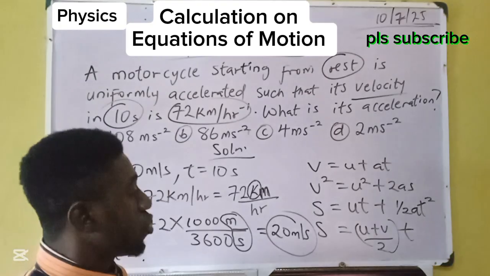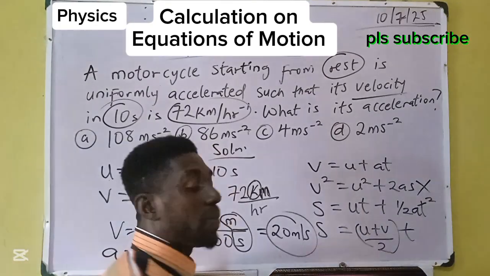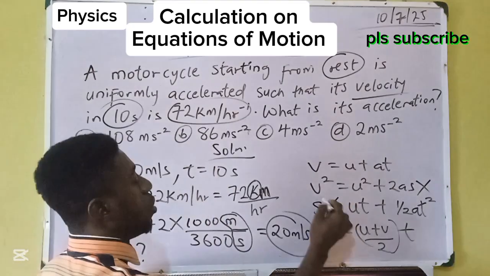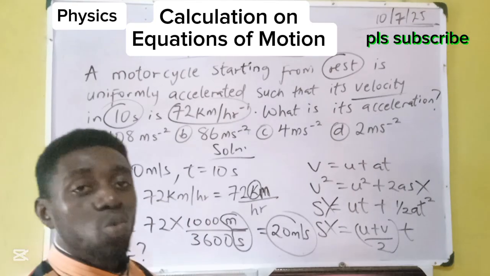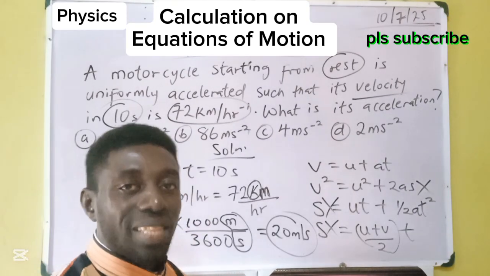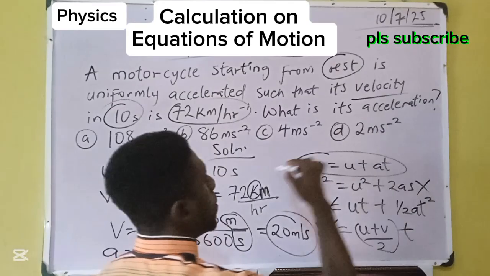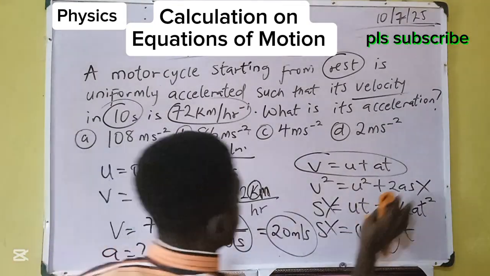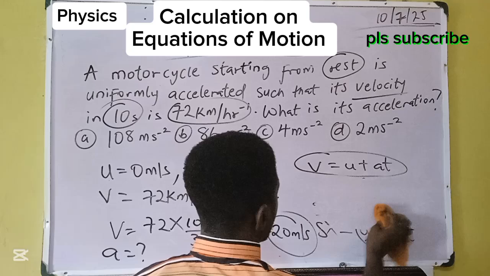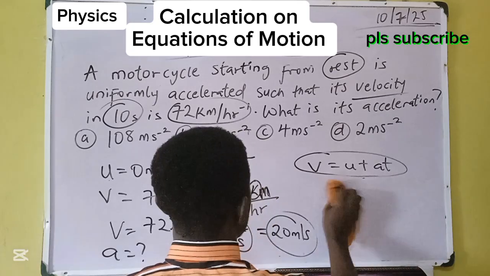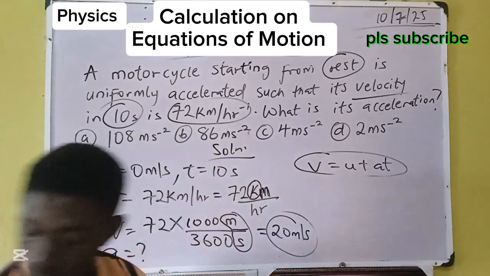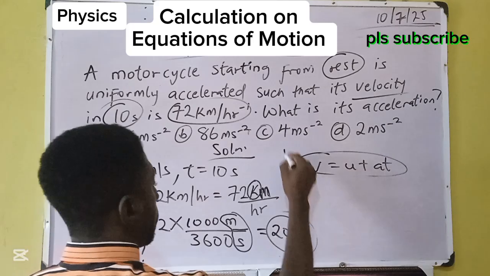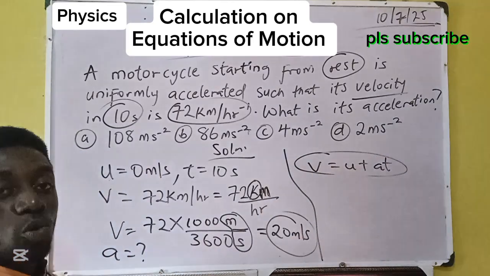Okay, let's go to the equations of motion. There is distance here. This formula is out. Out, out. So the only equation that survives the test is the first one, and we'll apply it. Let's solve using the first equation.